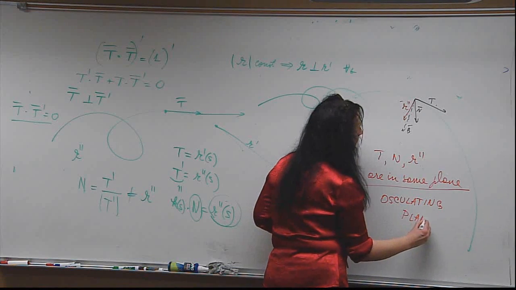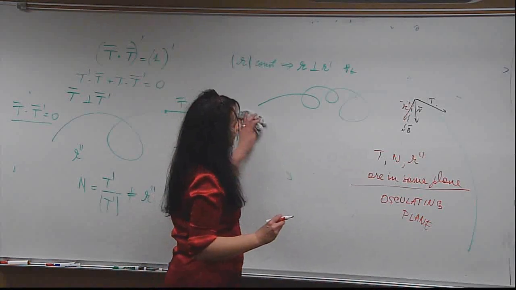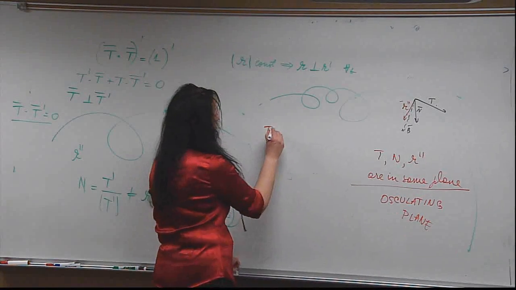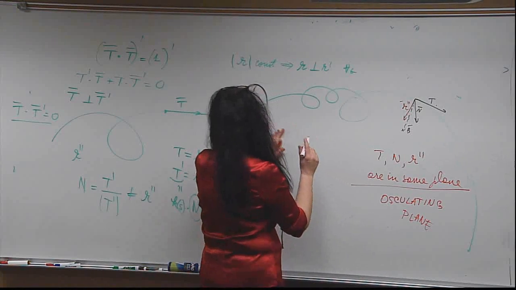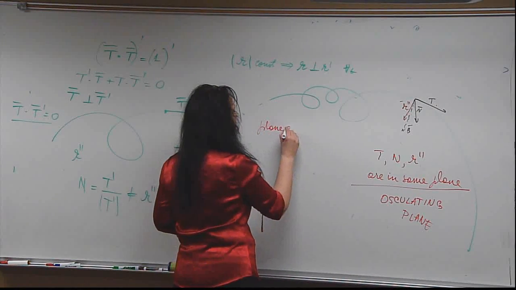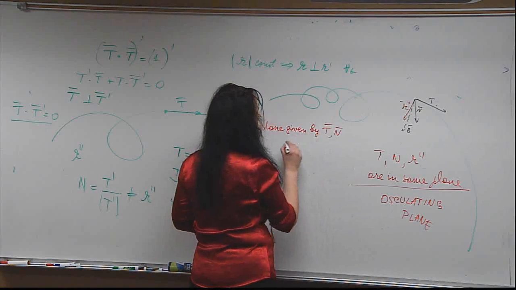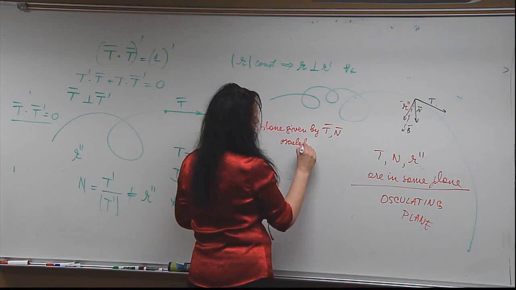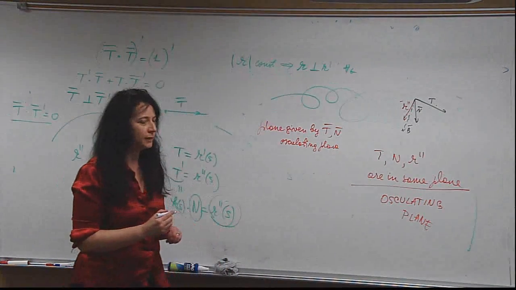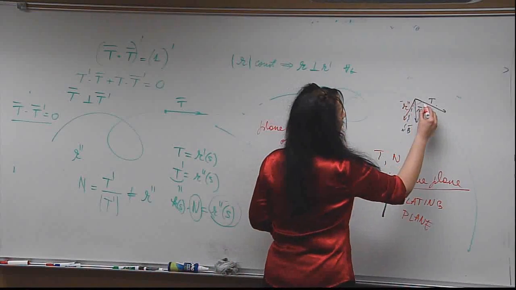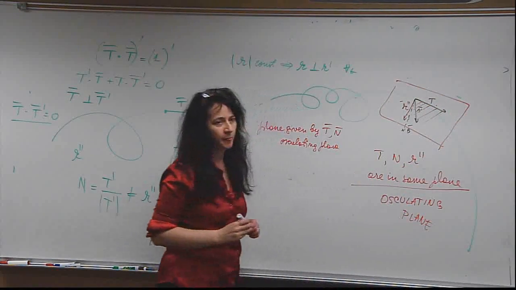We have a few magic names for these things. So T and N, the plane that is, how shall I say that? The plane given by T and N is called the osculating plane. The acceleration is always on that plane. So imagine T and N are in the same shaded plane, and r double prime is in the same plane.